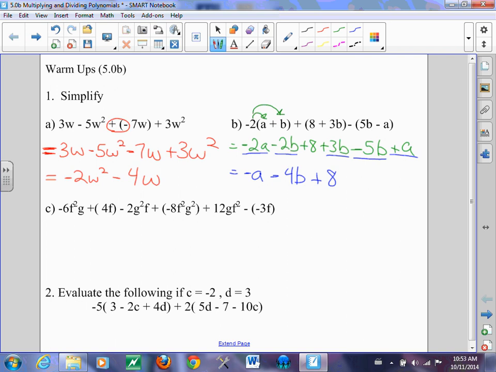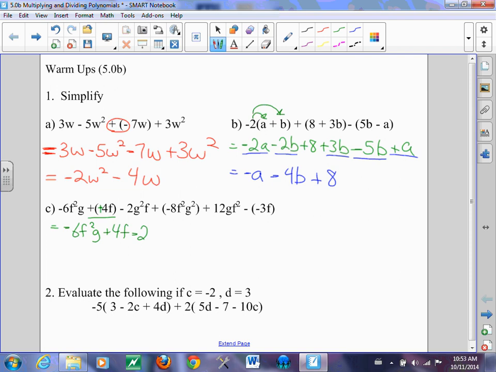For the second one, ladies and gentlemen, wherever you see two signs side by side, you're going to reduce them. Now, this might be bothering people, although there's no sign in here, it's understood to be positive. Otherwise, it'd have a negative sign in there. So you're just going to simply reduce the brackets there. So it's going to be negative 6f squared g plus 4f minus 2g squared f.